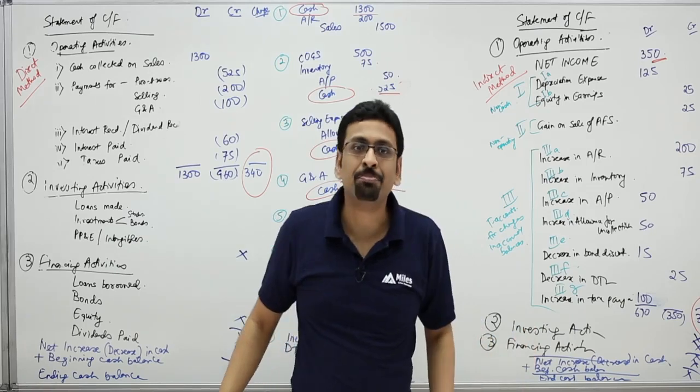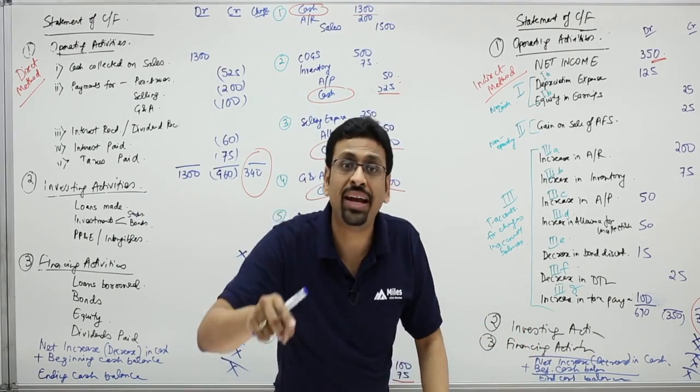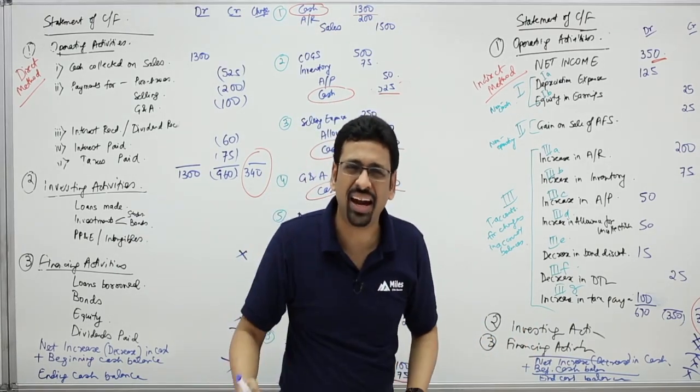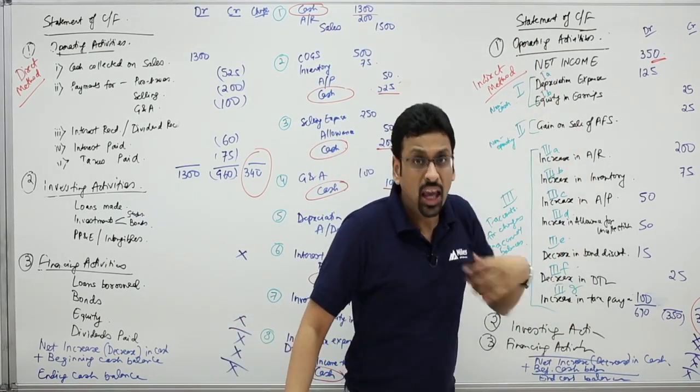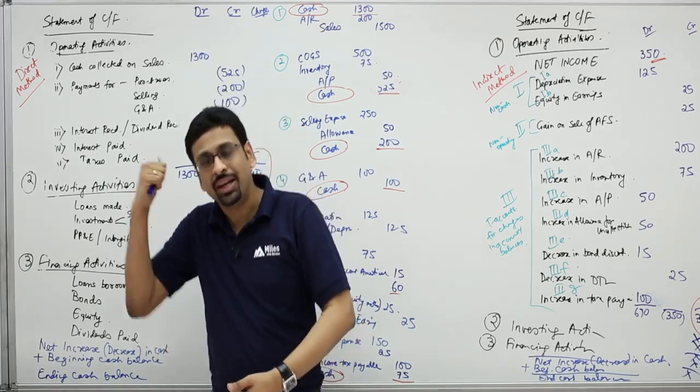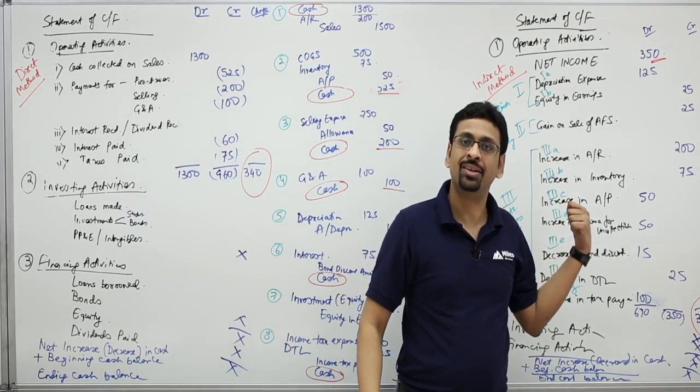So guys, if you're a smart CPA and you want to find time for your date on Saturday night, don't do direct. Simply do indirect and you'll be done. If you do direct, you have to do both direct as well as indirect.